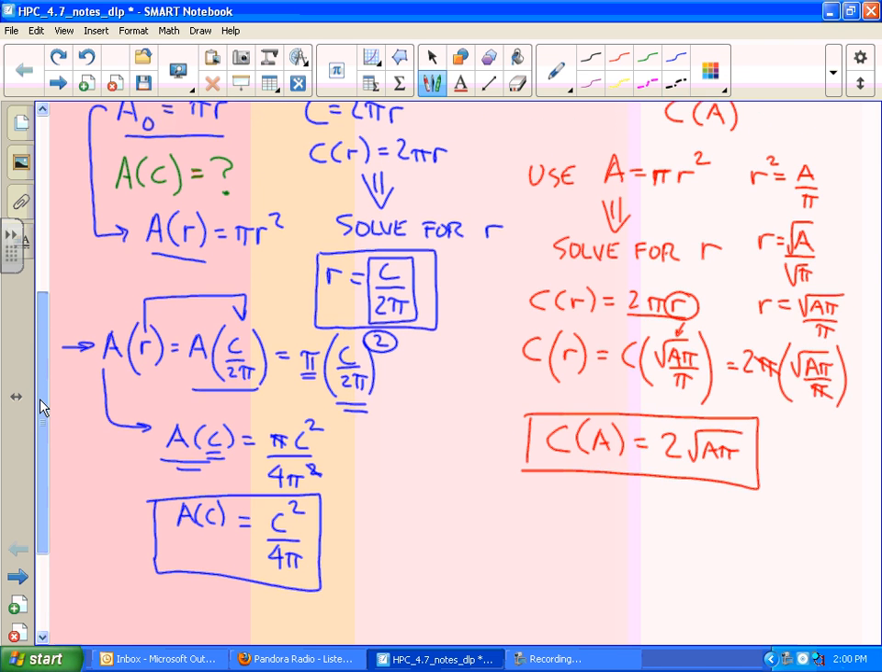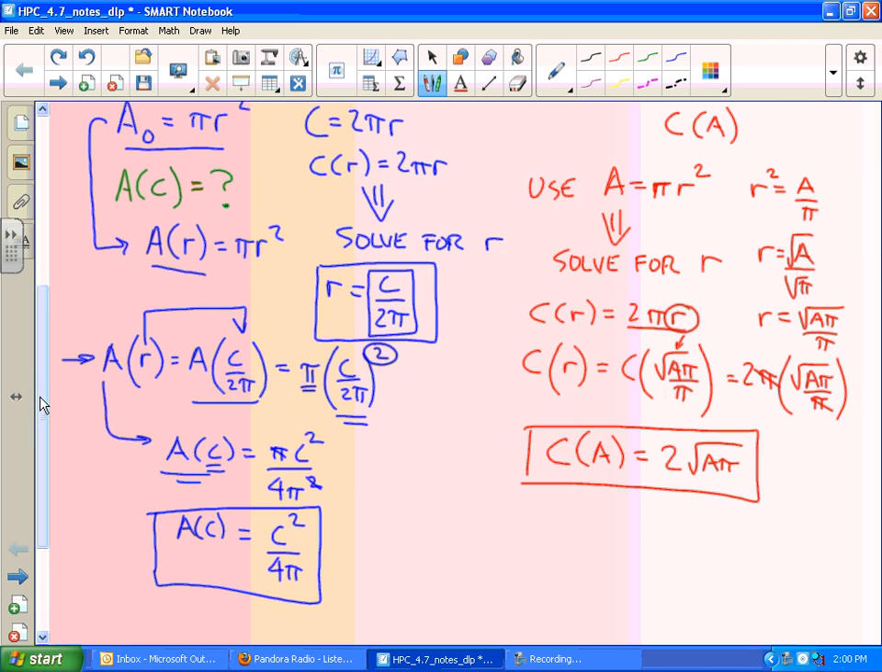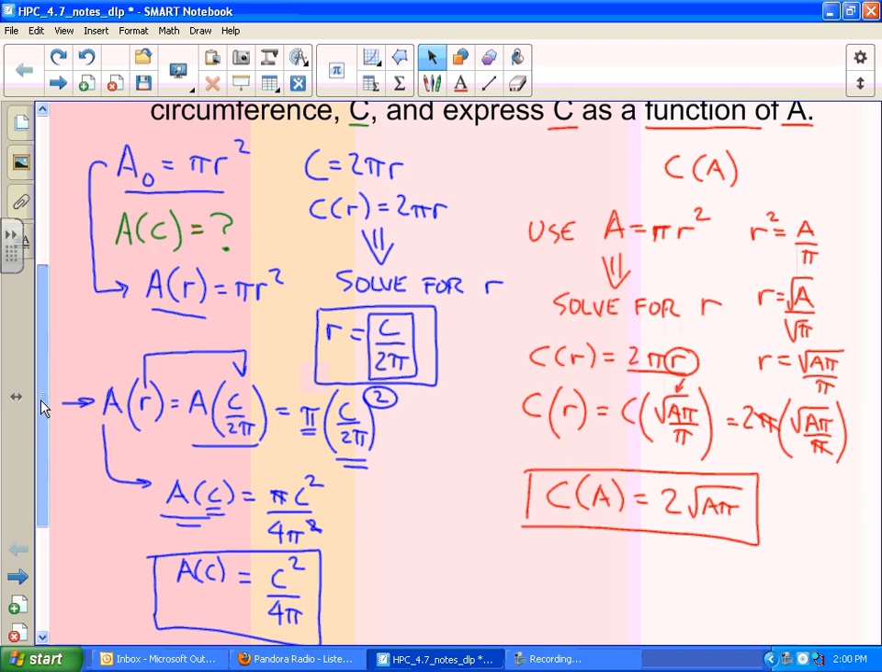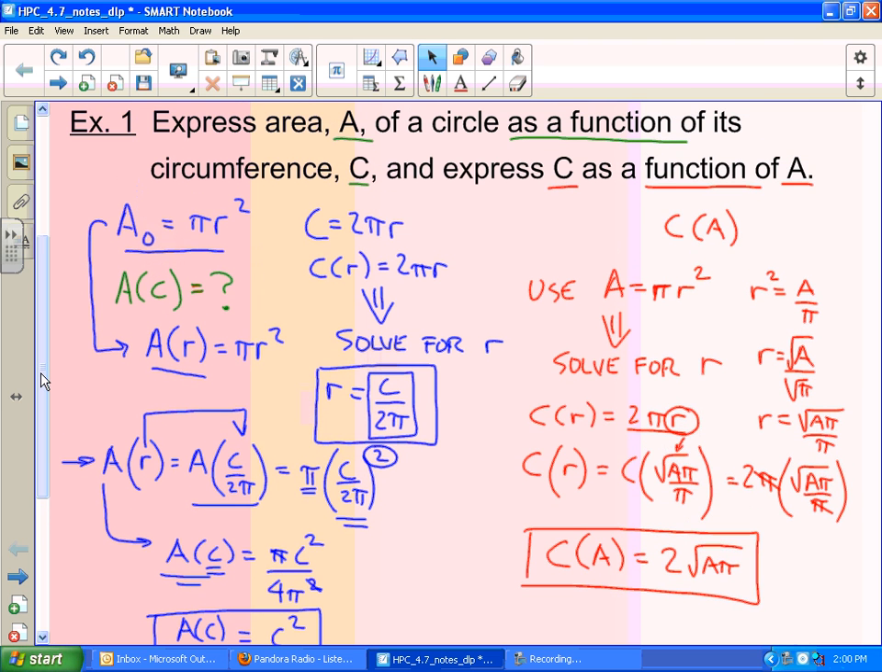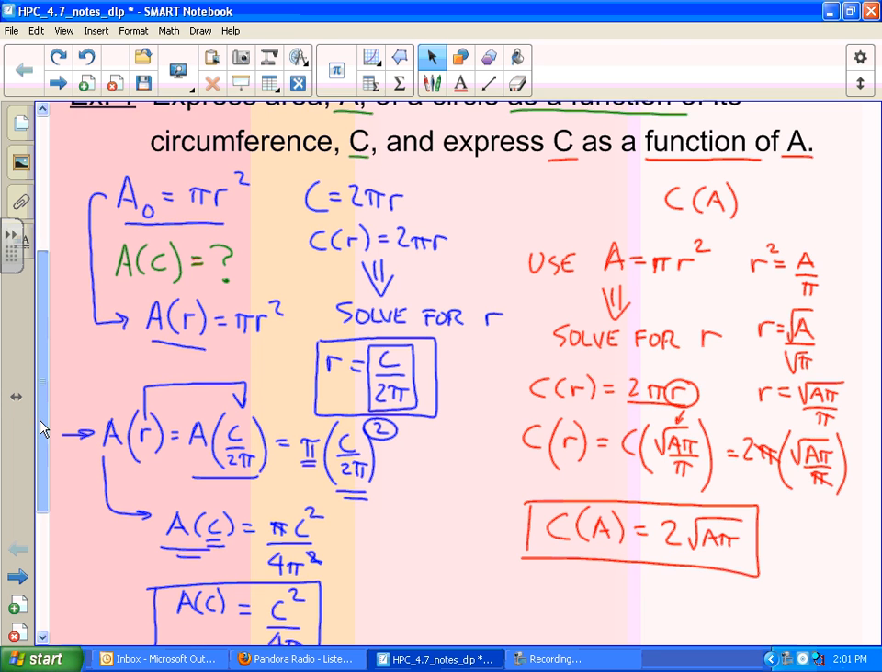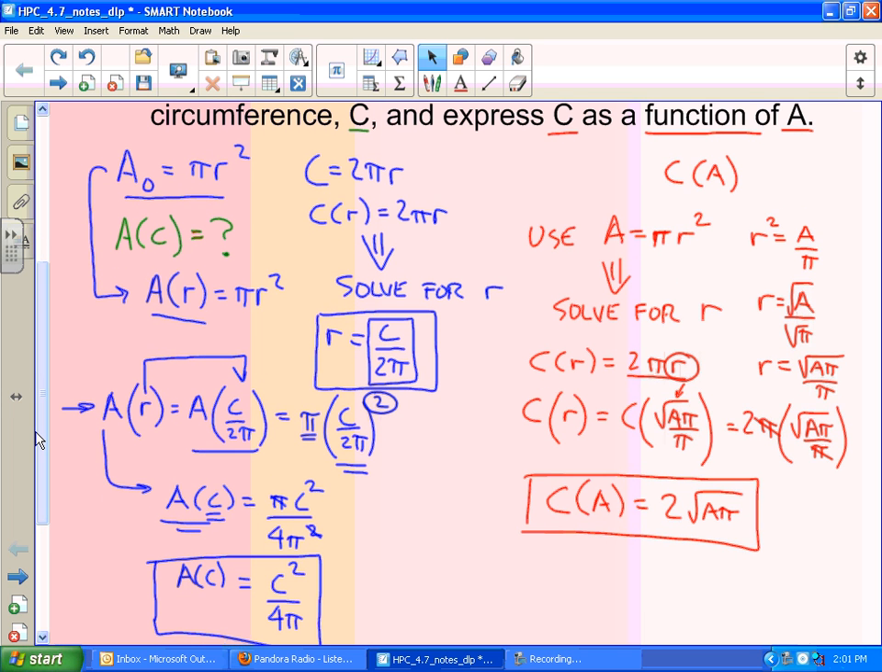So we've changed our normal, yeah, I guess we call it normal. We changed our, maybe not normal, our equations that we're most familiar with, area, circumference, which were originally expressed in terms of a radius. We've changed them to become expressed in terms of a different variable. That's all we're doing.